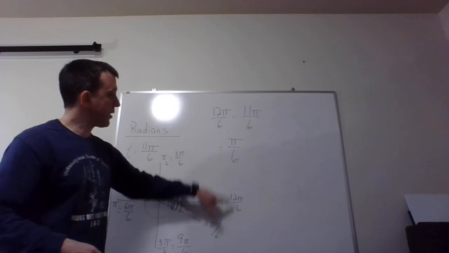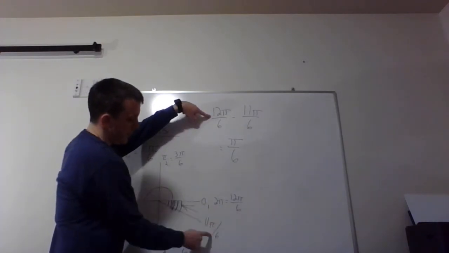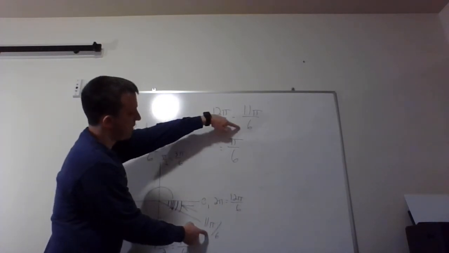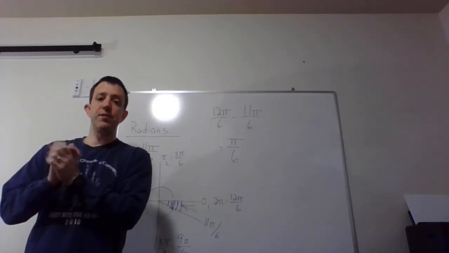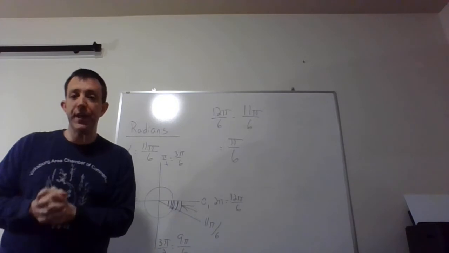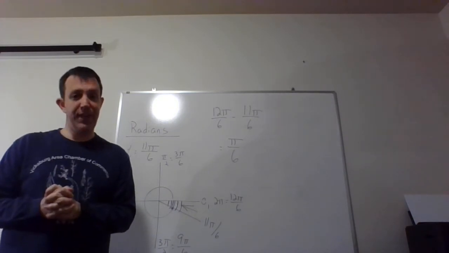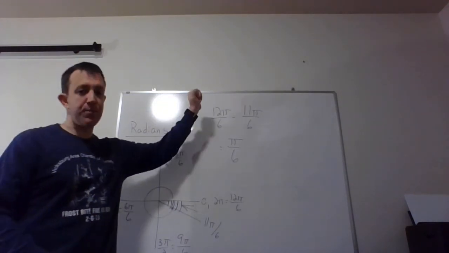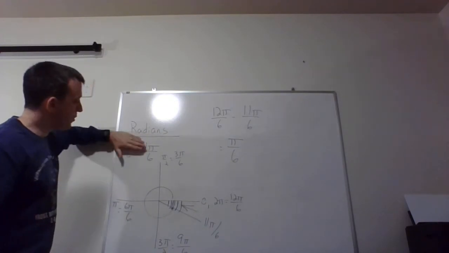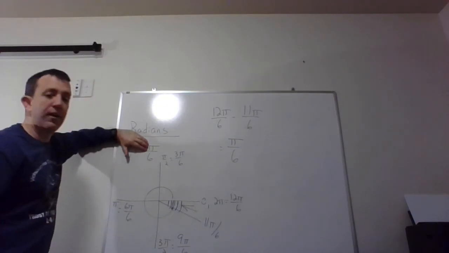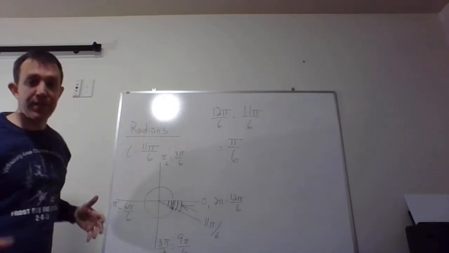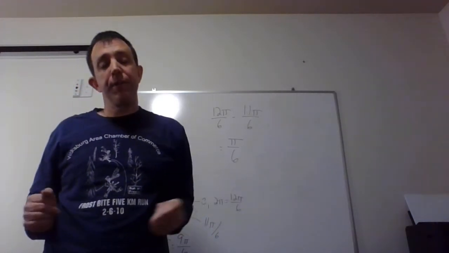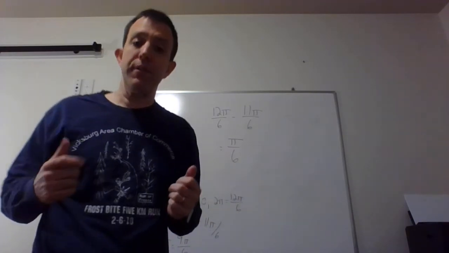So I bring my subtraction up. I have to do 12 pi over 6 for 2 pi minus 11 pi over 6, and that gets me pi over 6. But here's the fun little sneaky bit. With radians, for all the angles we care about, if you just drop the numerator, you have the reference angle. You drop the 11, you just get pi over 6. So if your angle is 2 pi over 3, drop the 2 and call it pi over 3.